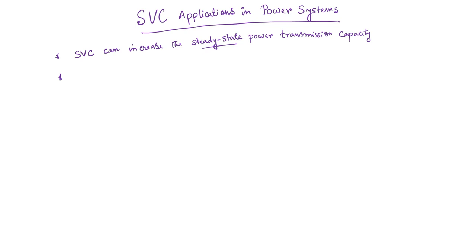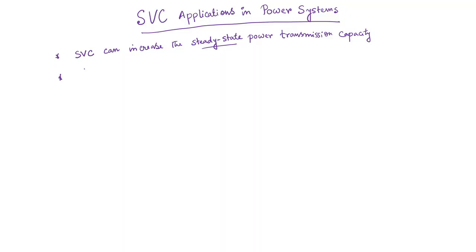SVC can also be used in the dynamic aspect of power system. Especially, it can enhance or increase the transient stability. So, SVC can increase the transient stability of power systems. This is the application of SVC in dynamics.